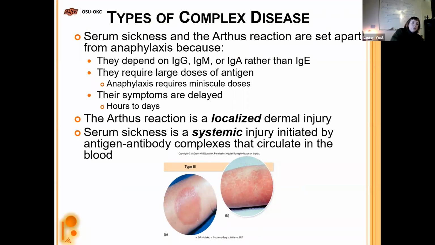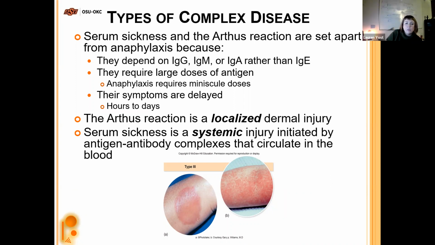Okay, so what kinds of immune complex diseases might we see? One of the examples is serum sickness and the Arthus reaction. We do set these aside from anaphylaxis separately because they depend on IgG, IgM, or IgA, whereas anaphylaxis depends on IgE, just so you know. Otherwise, they are very similar. They require a larger dose of antigen than anaphylaxis would. And their symptoms are delayed, often hours to days after the exposure. But the Arthus reaction is localized dermal injury, whereas the serum sickness is systemic. Okay, so that is something you want to be aware of.